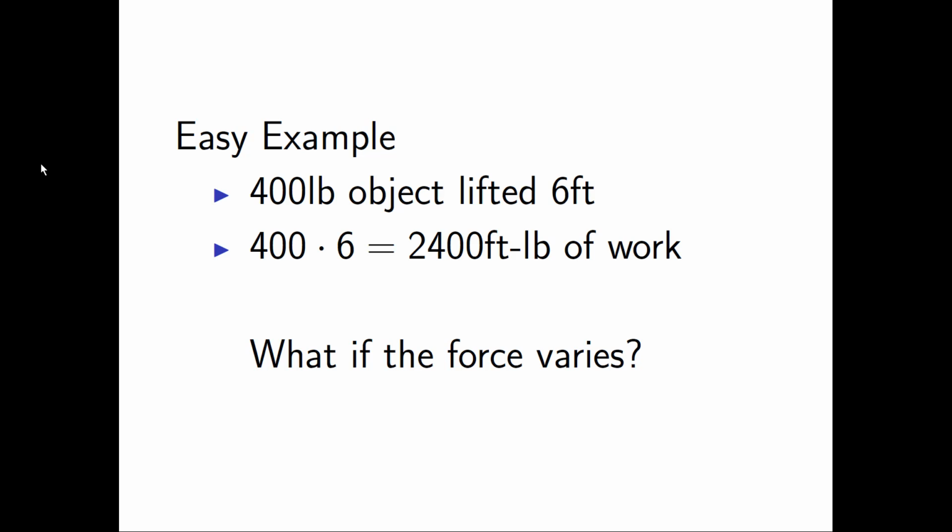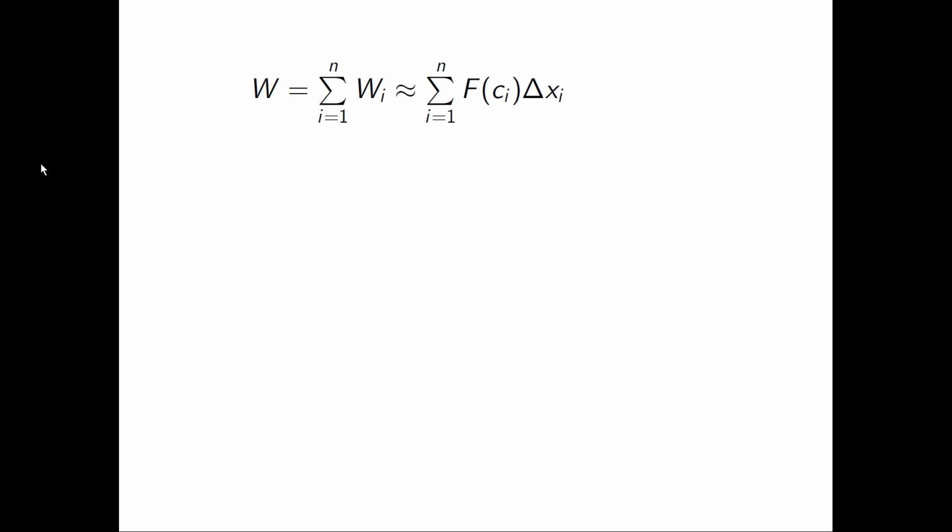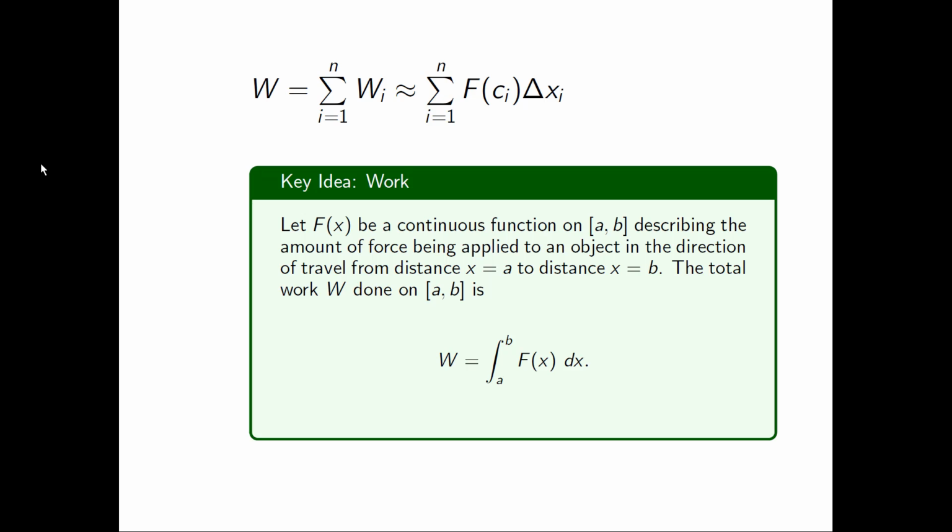But of course, what we're more interested in is what if the force varies? What if over time the force needed varies? In that case, the total work done is going to be the sum of lots of little pieces of work done, the W_i here. We'll calculate each W_i to be the force at some point multiplied by some small distance, this delta x_i. Again, this should look familiar. Now we take the limit as n goes to infinity of all these little pieces, and we result in an integral.